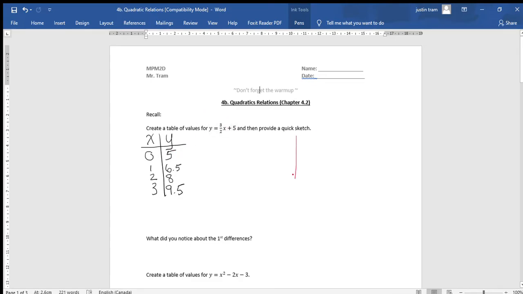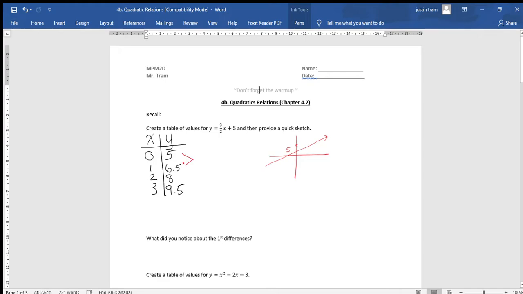If I wanted to provide a quick sketch, I know my y-intercept is at 5, and my slope tells me it's going up 3 over 2, up 3 over 2, and my line looks, oh, that looks horrible. Let's pretend that's a 5. Okay, that is a 5. Up 3 over 2, up 3 over 2, yada yada. Now, going back to the table of values.